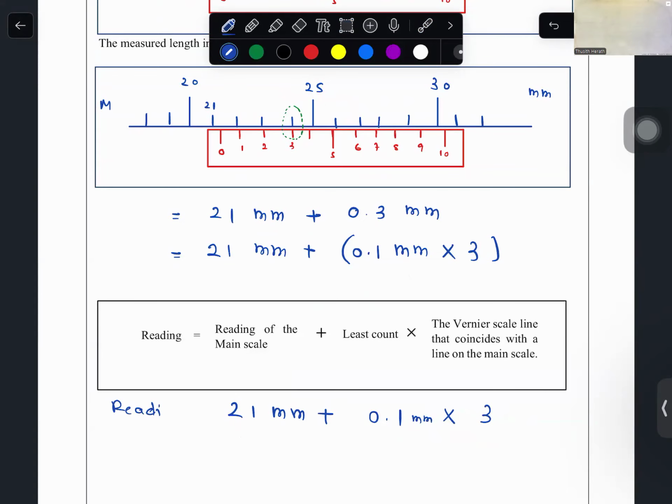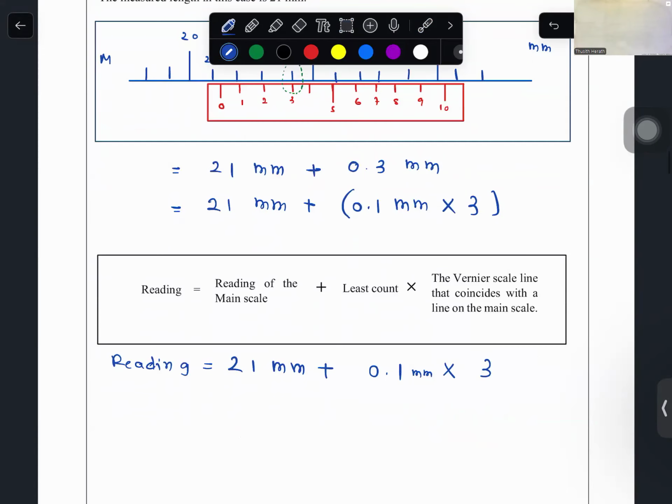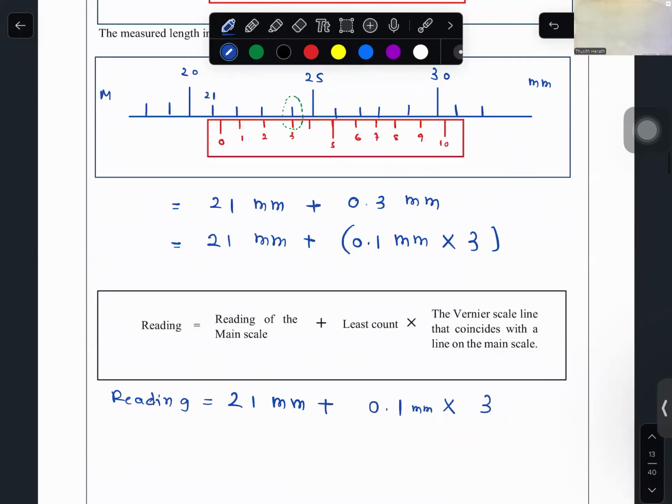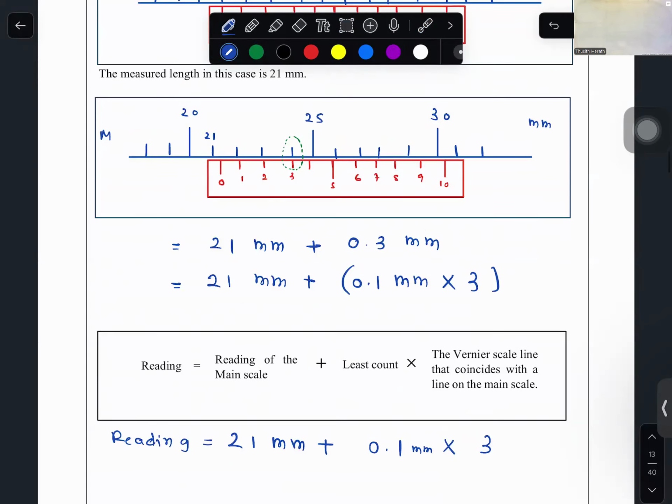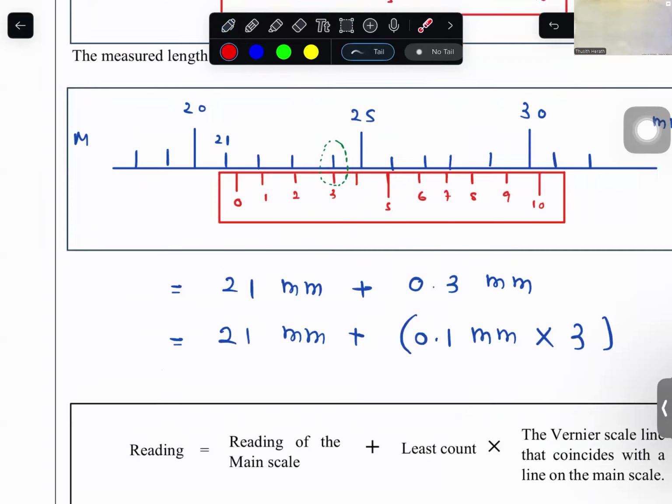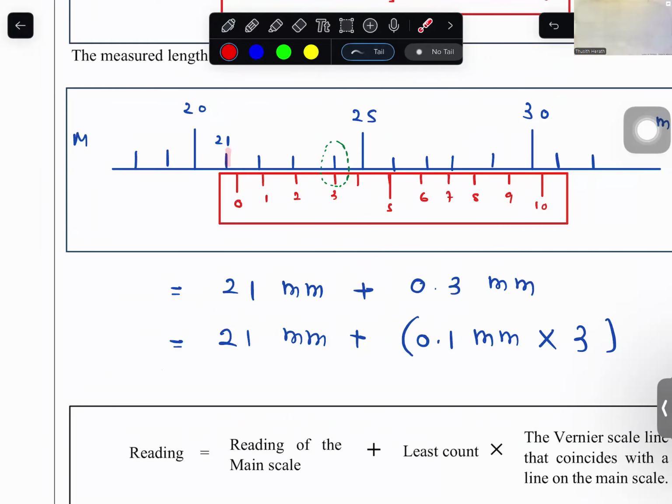This is how we get a reading from a Vernier caliper, right? Reading of the main scale. So first you have to check which main scale line is passed by the zeroth line of the Vernier scale. That's the reading of the main scale, plus least count into which Vernier line coincides with the main scale line. Very simple, right? Did you get my point?